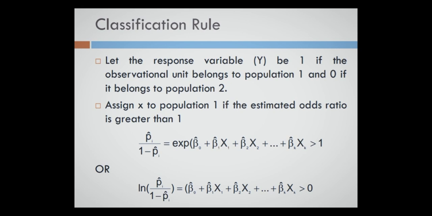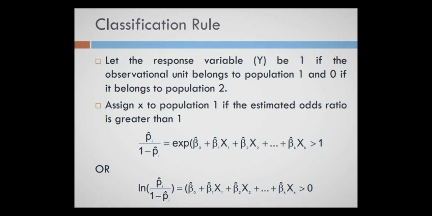Okay. So now you know how to interpret the coefficient using the odds ratio and how to develop the logistic model. Next, we also can use the logistic model to classify a new random observation. We classify it to which group of y. Let the response variable y be 1 if the observational unit belongs to population 1, and 0 if it belongs to population 2. We have two groups, the first group and the second group. We code y equal to 1 as the first group and y equal to 0 for the second group.